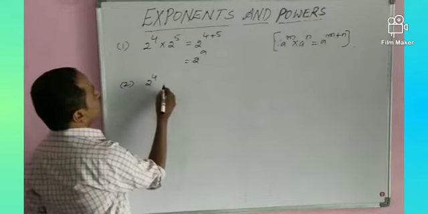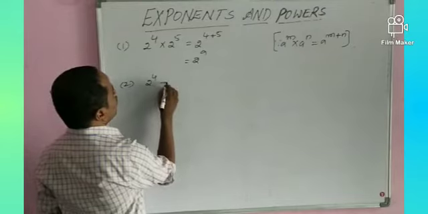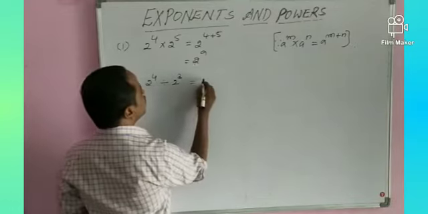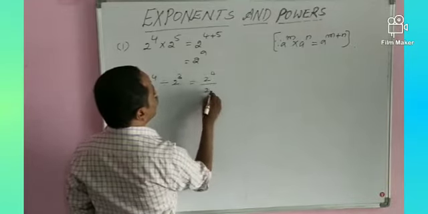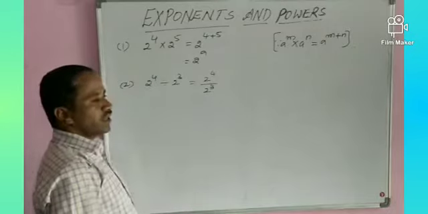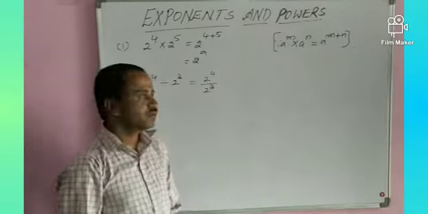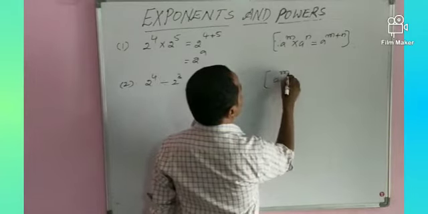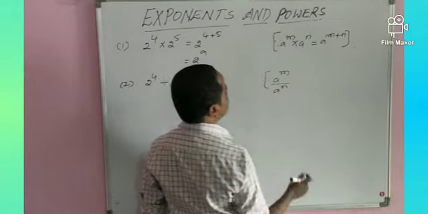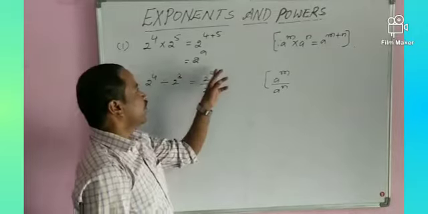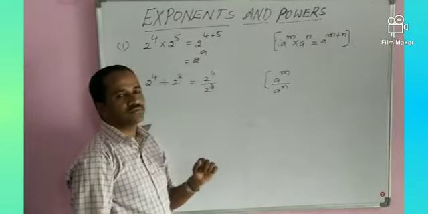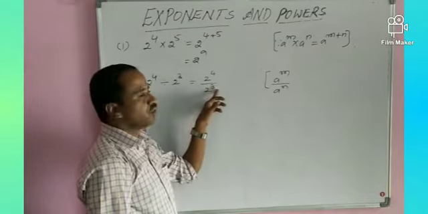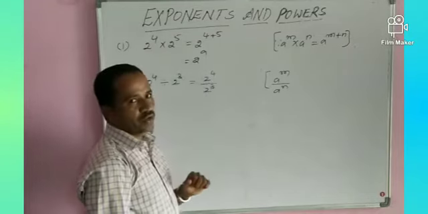2 power 4 divided by 2 cube. It can also be written as 2 power 4 by 2 cube. Then it is in the form of a power m by a power n. Here m value is greater than n value. First we observe m value. This is m value, this is n value. M value is greater than n value.